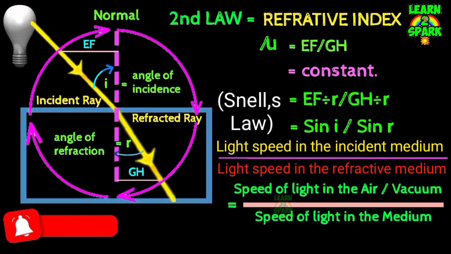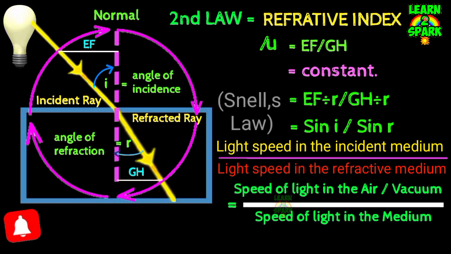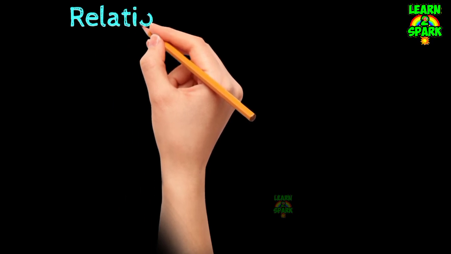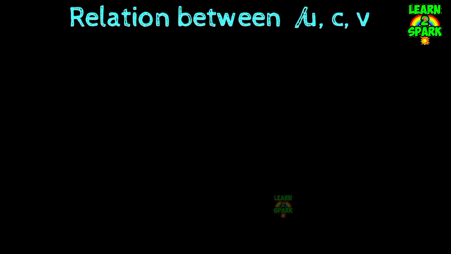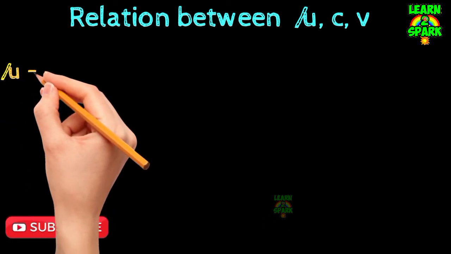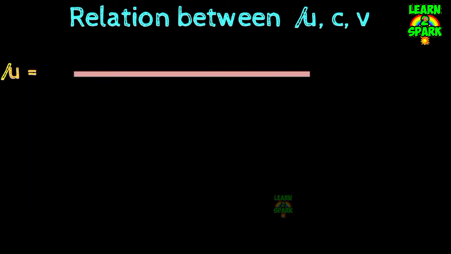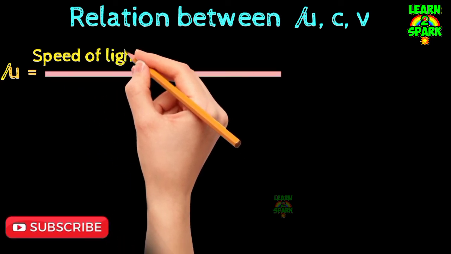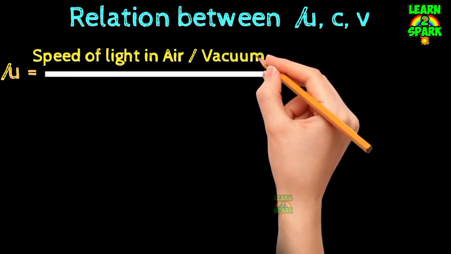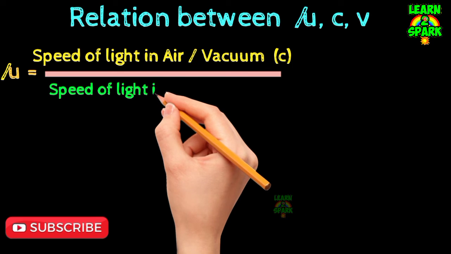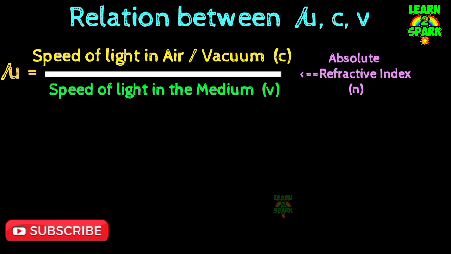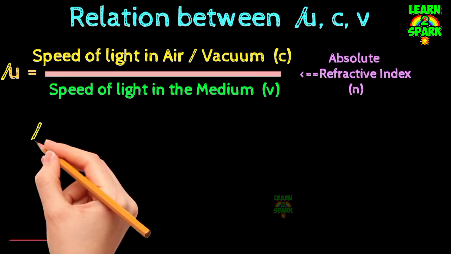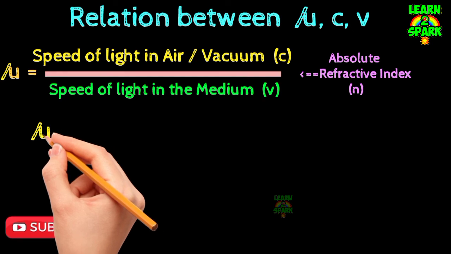Let's discuss the last relation in detail. We can relate mu, c and v from the following relation. We already know that refractive index mu is the ratio of the speed of light in air or vacuum, denoted by c, upon the speed of light in the medium, denoted by v. This ratio is also known as absolute refractive index, denoted by n.